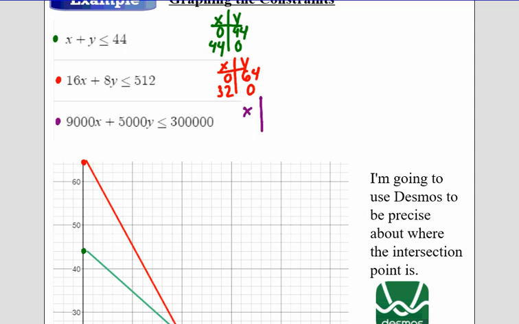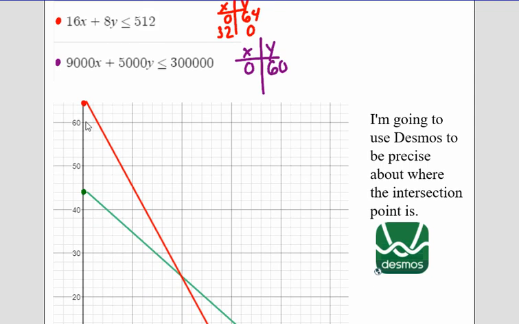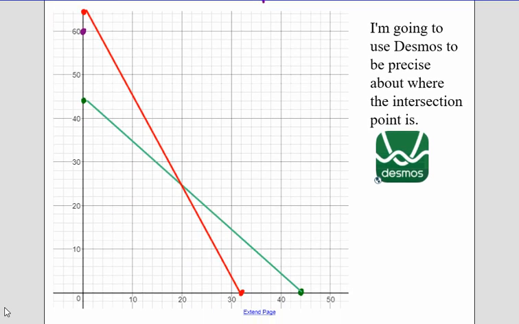Last one. Again, finding intercepts, just like a very small table. 0 American, 300,000 divided by 5,000 is going to give me 60 for Y. 60 British. Or if I did 0 British, 300,000 divided by 9,000 American would be 33 and a third. So 33 and a third would be somewhere in here. And if I graph this, fine, I get something like that.